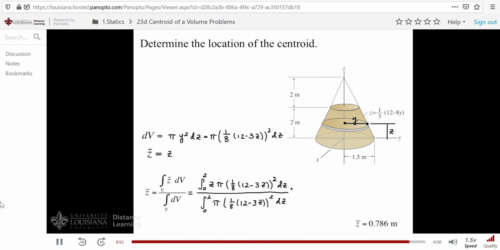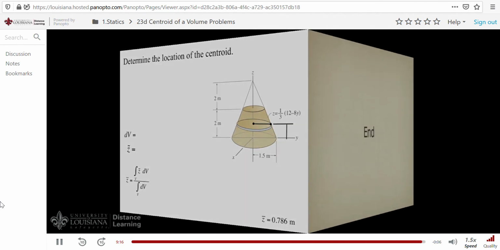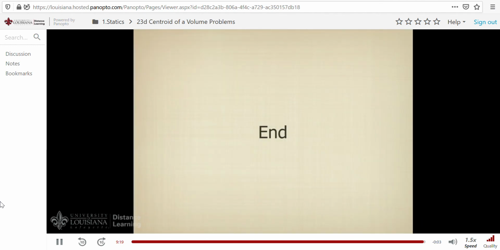Now that our two integrals are set up, we can go ahead and expand the polynomial up in here and also here, and carry out the integration term by term and get our result. Or you can use a pocket calculator and evaluate each numerically. Whichever way you do it, the answer turns out to be 0.786 meters. And that seems reasonable when you think about it. And so having completed our problem, we'll end the lesson.